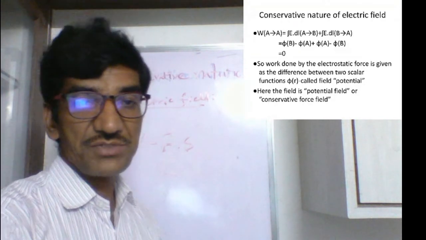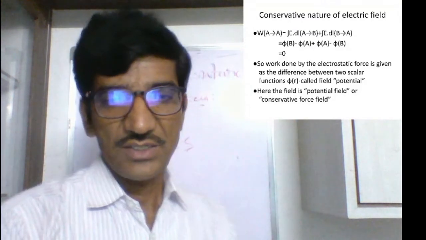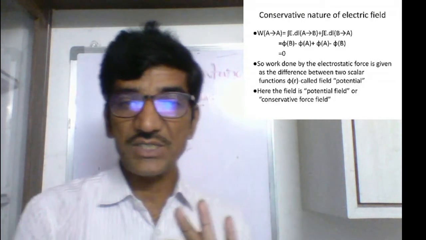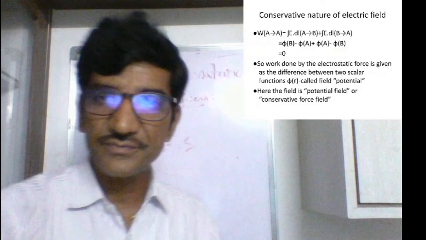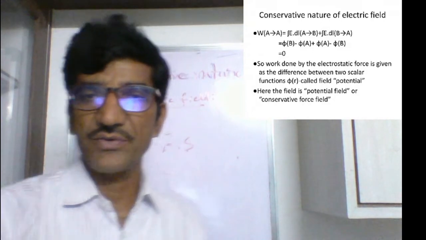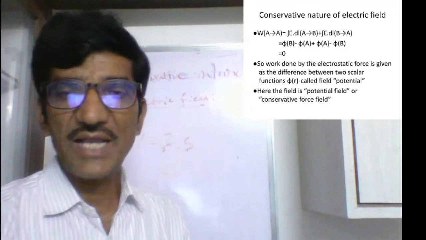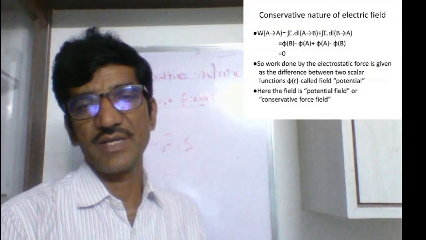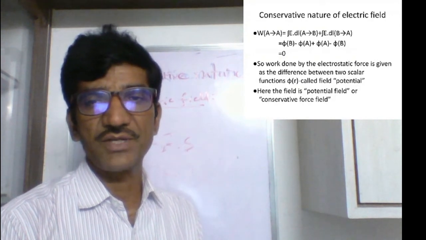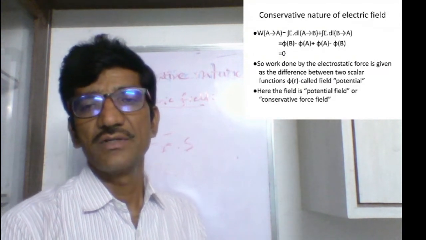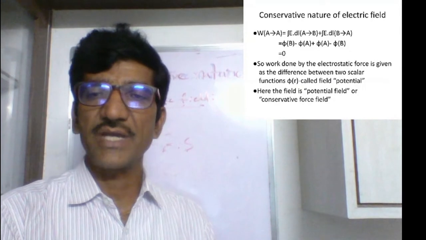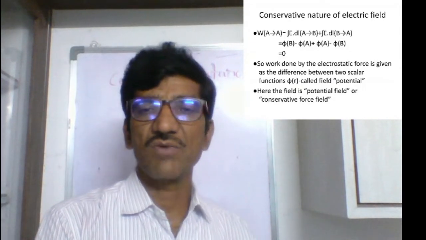Then you have to substitute the limits A to B. So what happens for this work? Either it may be A to B or B to A. It becomes phi B minus phi A, phi at B minus phi at A. If you are taking the work from B to A, work done to move the particle from B to A, it is phi A minus phi B. So total work you are getting 0.